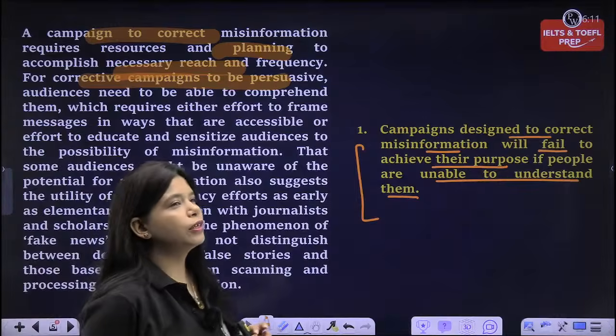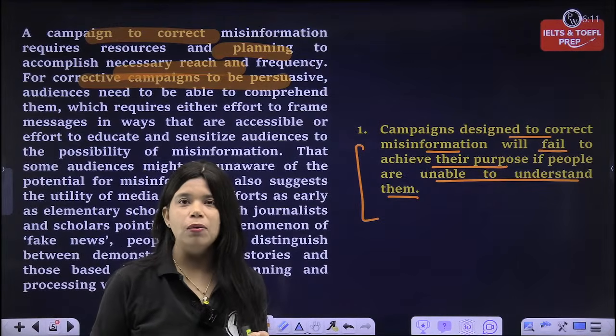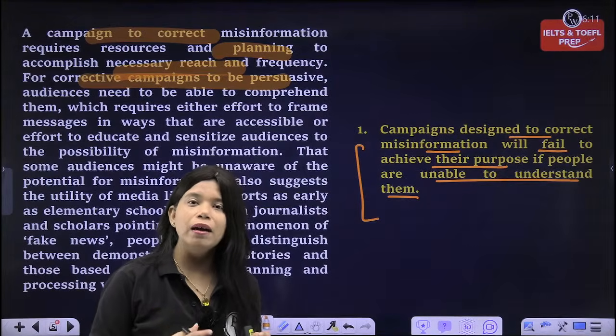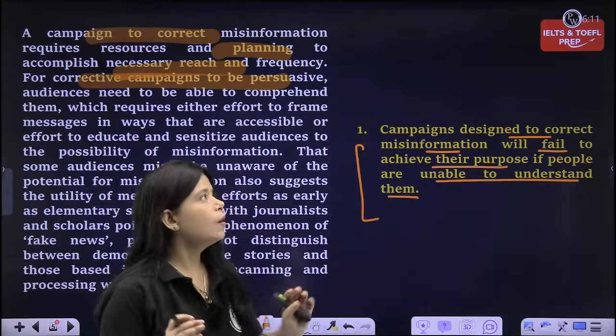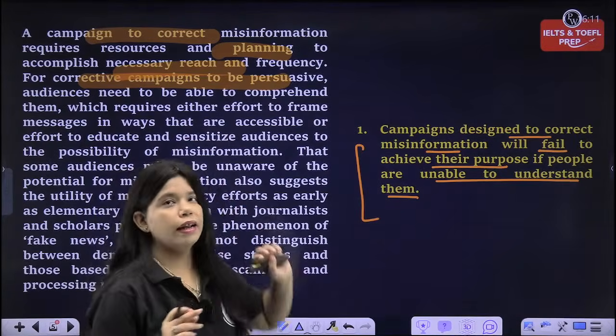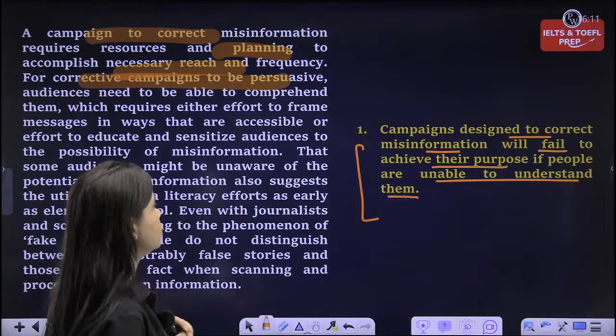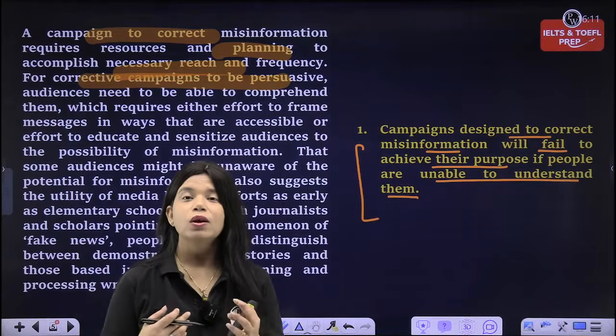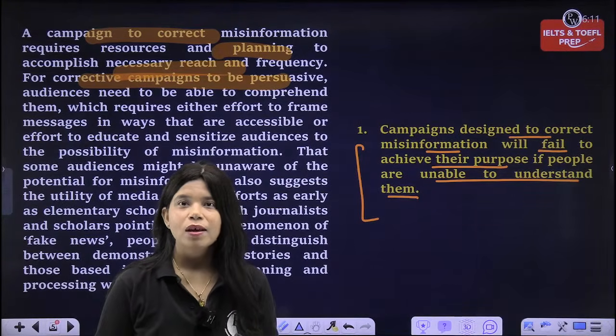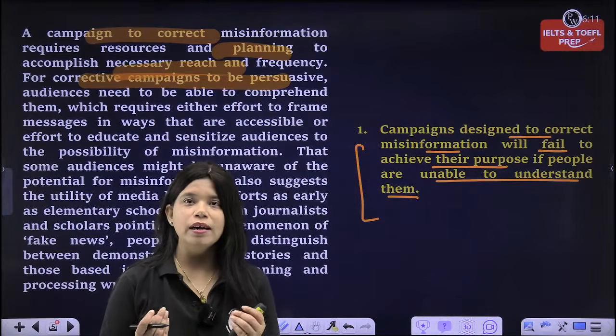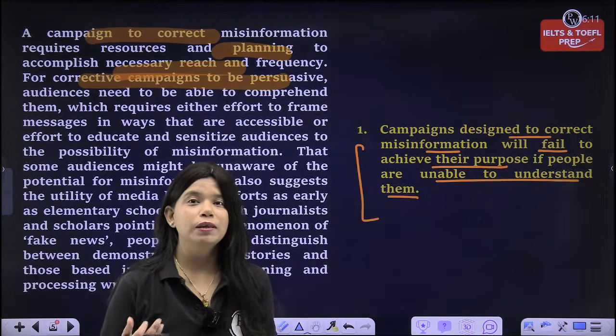For corrective measures, now once again they are talking about campaigns, but they have paraphrased the word campaigns by using this phrase corrective measures. Okay, so for corrective campaigns to be persuasive, persuasive means to be convincing. Okay, so they are saying for corrective campaigns to be persuasive.